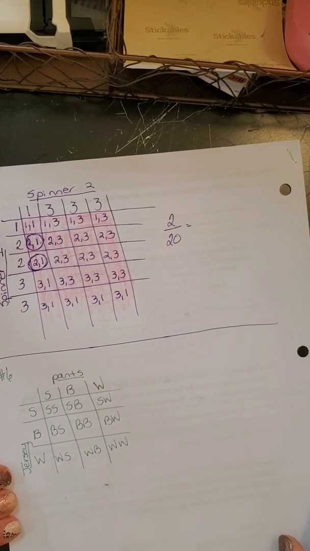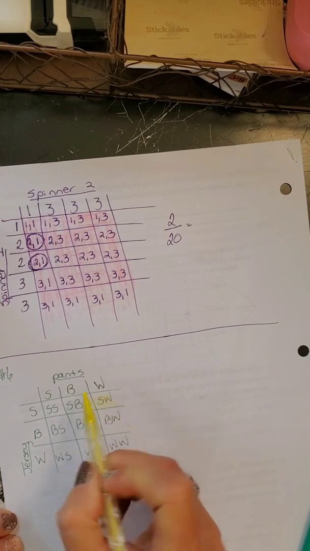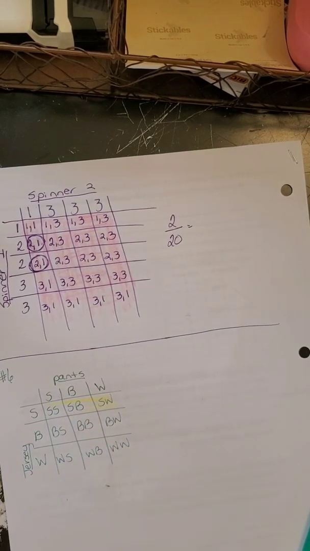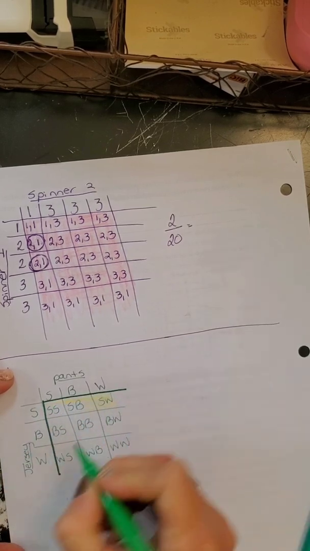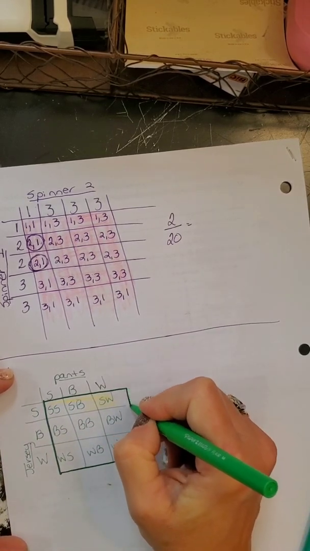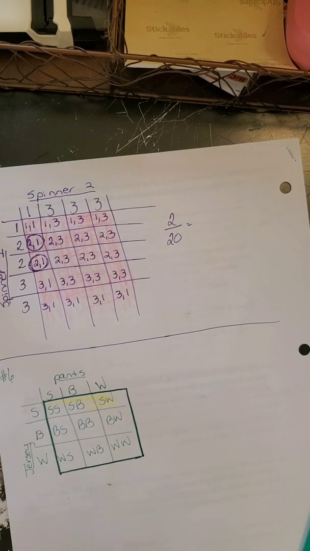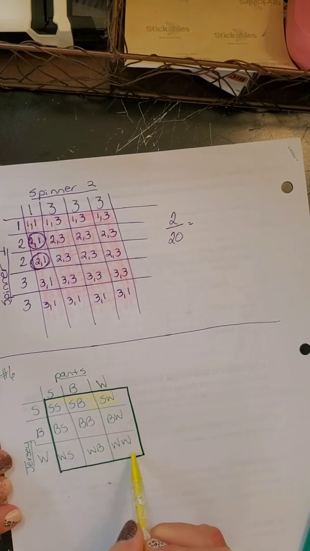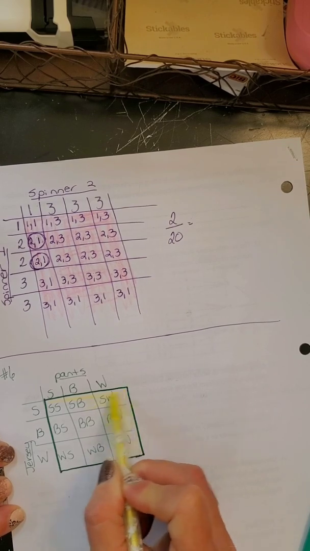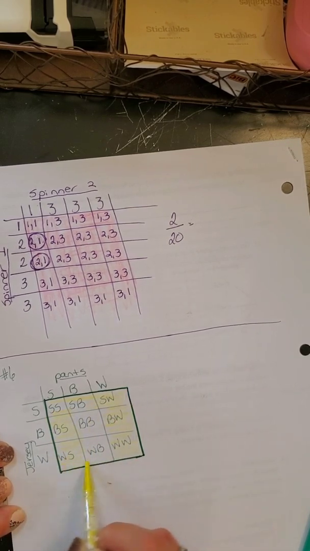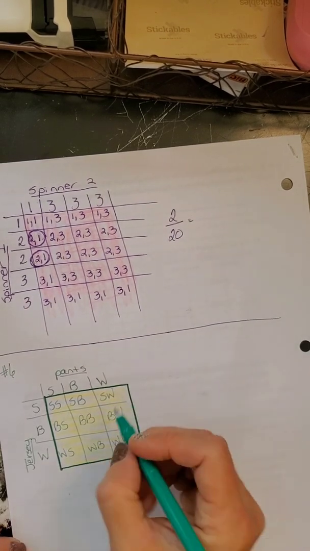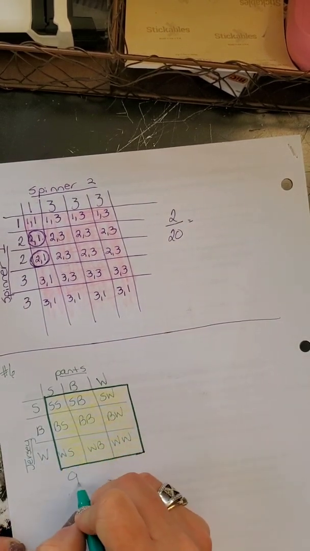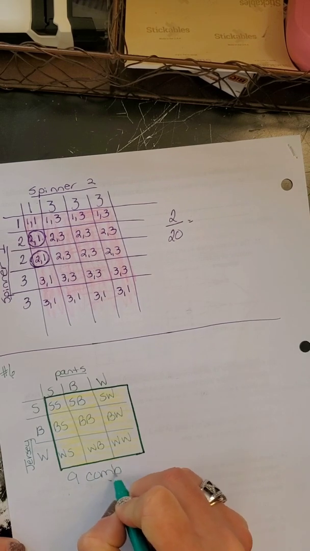All right, so our combinations for these are found here. The combinations are found inside that box. These are all the different combinations. And so we have 1, 2, 3, 4, 5, 6, 7, 8, 9. 9 different combinations.